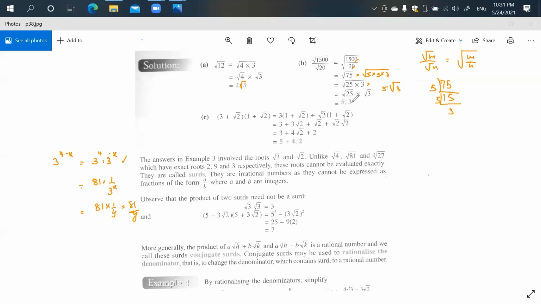You can do it this way, but this one they do more. This one is 5 square root 3, okay? So either way or according to the handout, up to you. But this one just shows you how to get it. Now this one, question C.